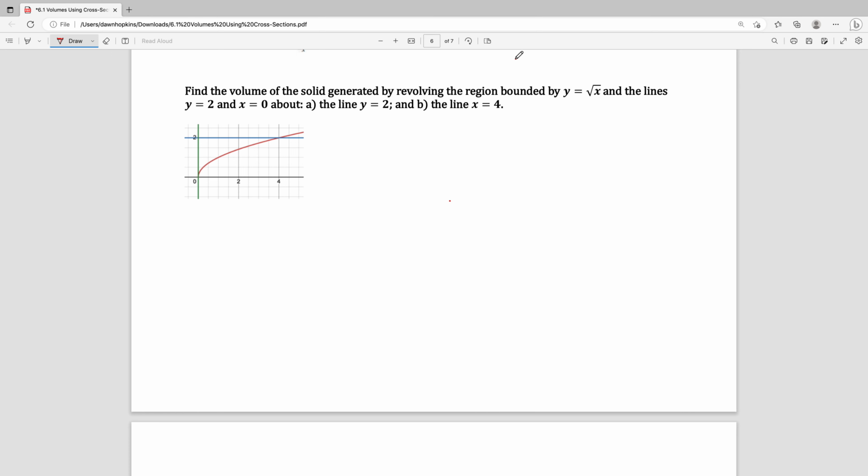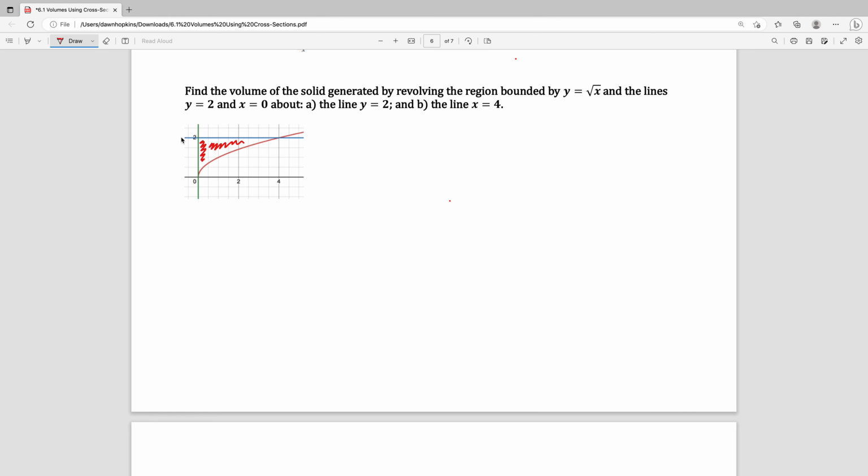For this example, we're going to look at finding the volume of a solid generated by this region here. y equals the square root of x, that's the red curve. The line y equals 2, that's in blue. And x equals 0, which is in green, that's the y-axis. So we're looking at this region here. And we are going to revolve it first about the line y equals 2, and then secondly, we're going to revolve it about the line x equals 4.